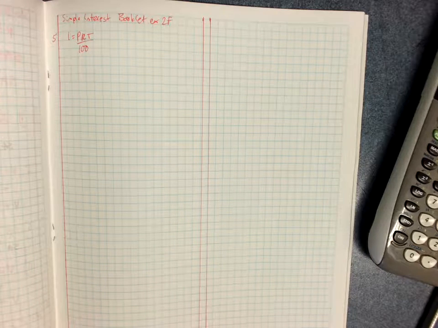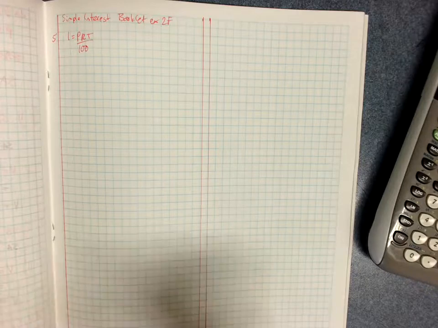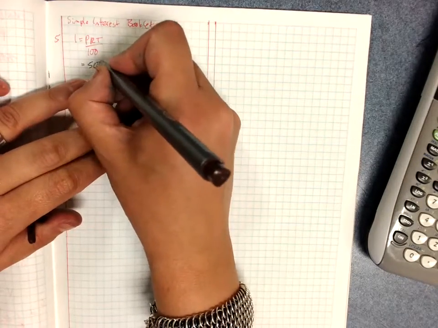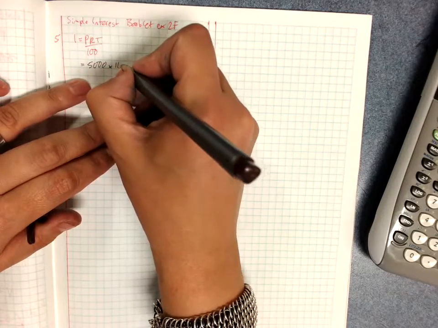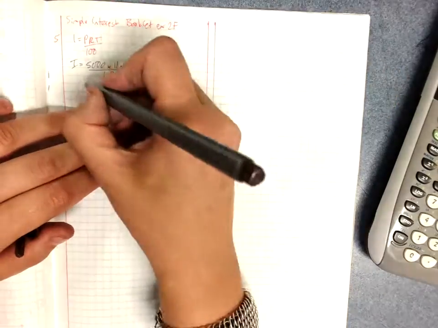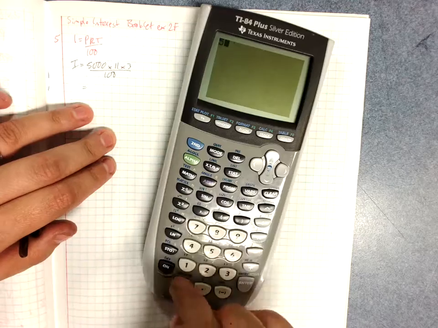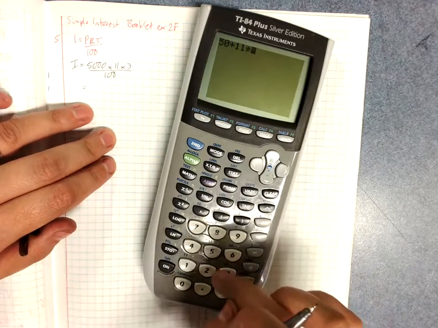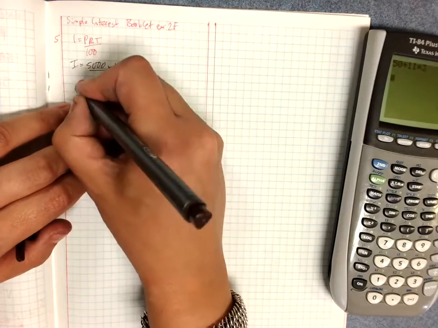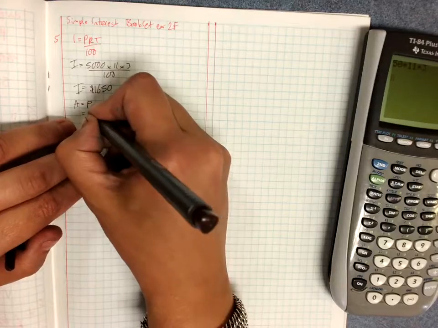Okay, really quickly working through the simple interest booklet, exercise 2F, starting at question 5. 5,000 is borrowed at 11% per annum simple interest for 3 years. So we're finding the interest and then the total amount. Take a shortcut, make that 50 times 11 times 3, 1650. Amount is principal plus interest.